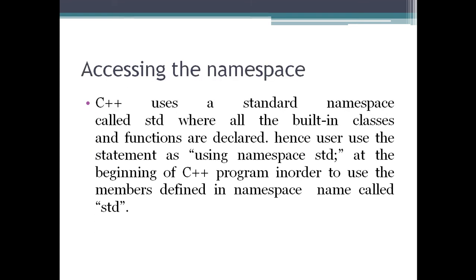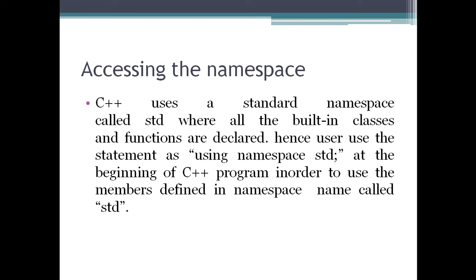Next we move on to how we can access a namespace. Whenever you are implementing any programming language, accessing plays an important role: how to access a particular namespace. C++ uses a standard namespace called std. Whenever you are writing any C++ program, the common line we write is using namespace std.